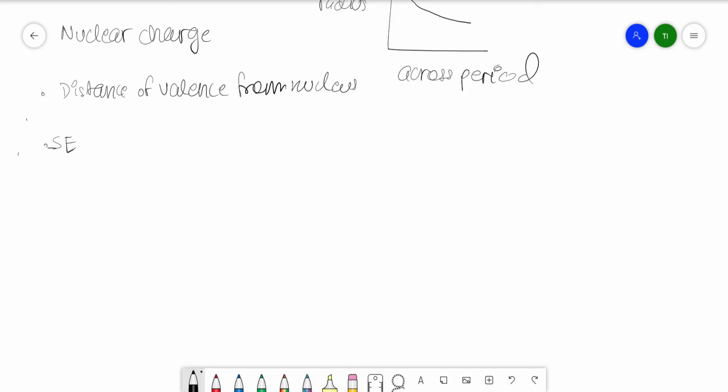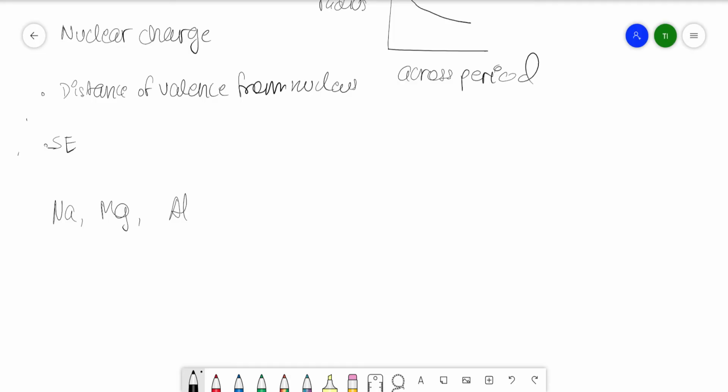Now let's get a bit more, things get a bit more complex here. Now let's talk about the trend of cationic and anionic radius across this period. So the first three metals are sodium, magnesium, and aluminium across the third period, right?